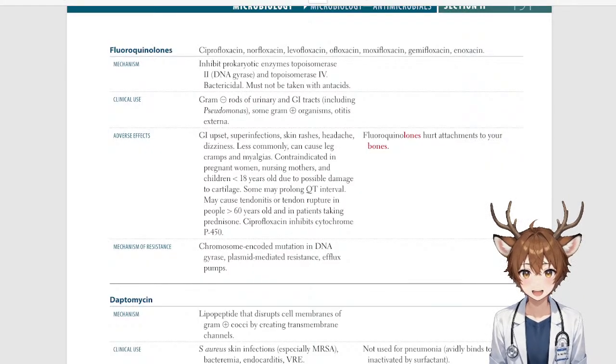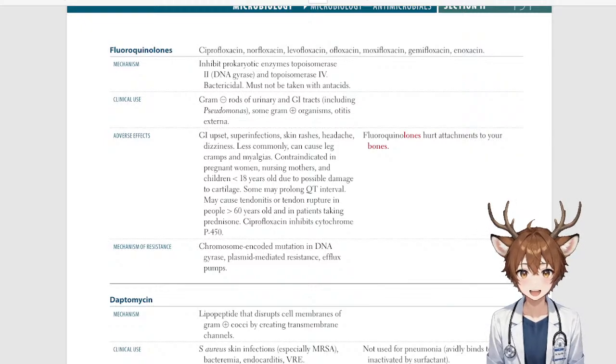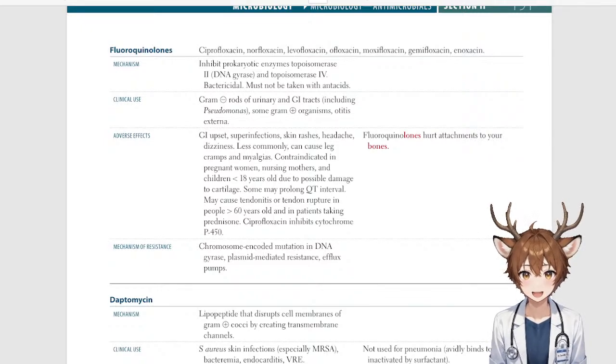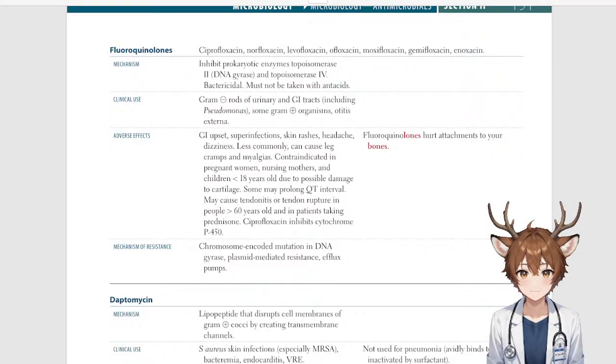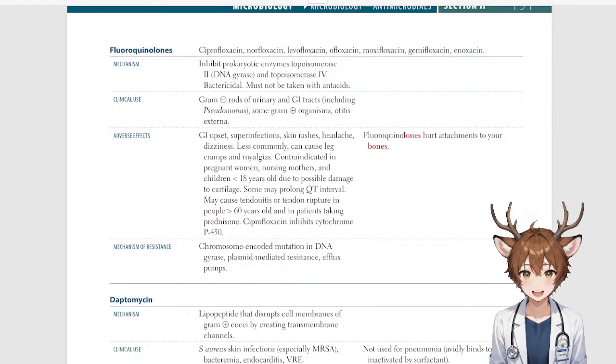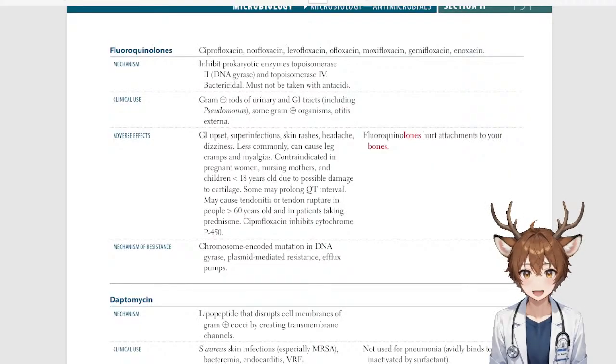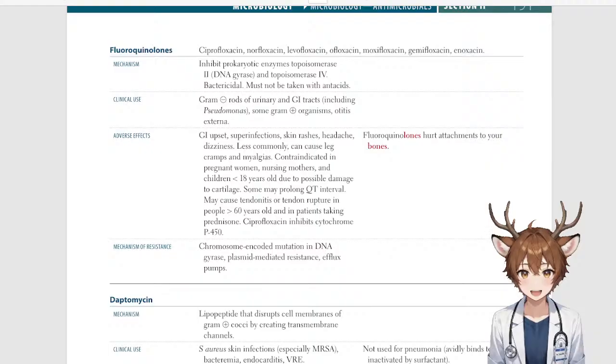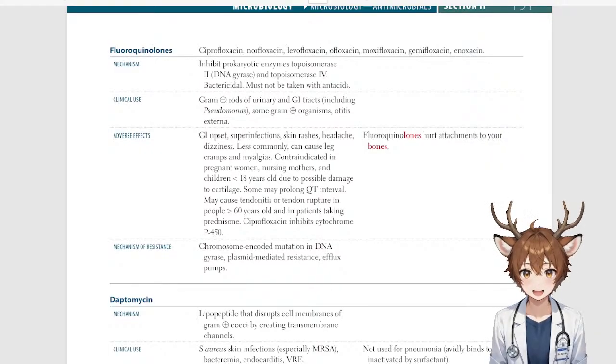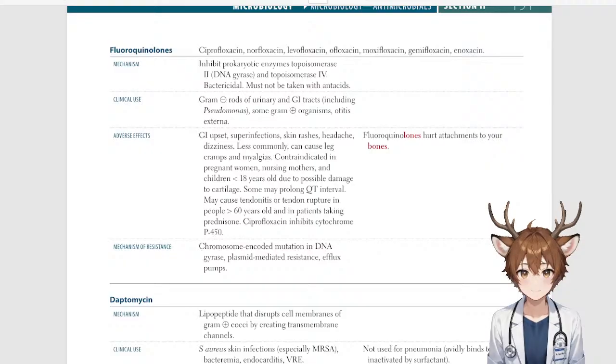The clinical use: gram-negative rods of the urinary and GI tracts, including Pseudomonas, some gram-positive organisms, otitis externa, and community-acquired pneumonia. The adverse effects: GI upset, superinfections, skin rashes, headaches, dizziness, and less commonly leg cramps and myalgias. Contraindicated during pregnancy or breastfeeding, and in children less than 18 years of age due to possible damage to cartilage. Some may prolong the QT interval.